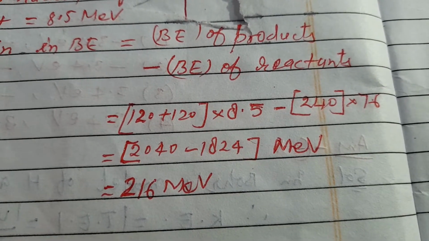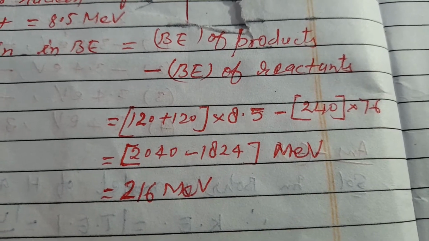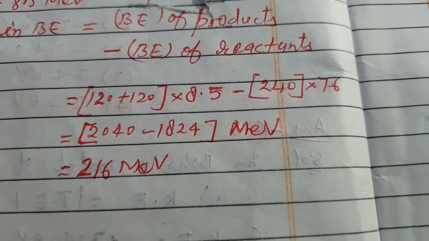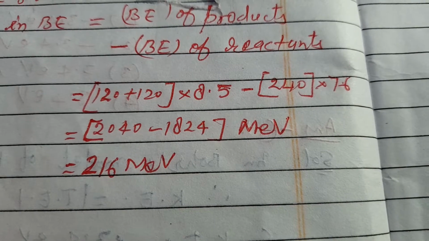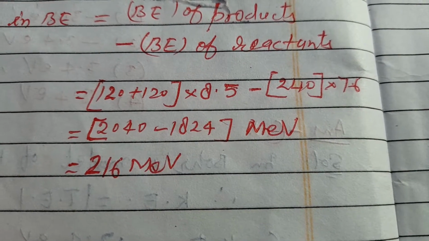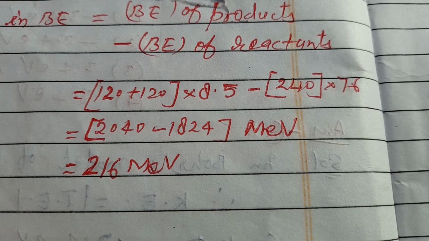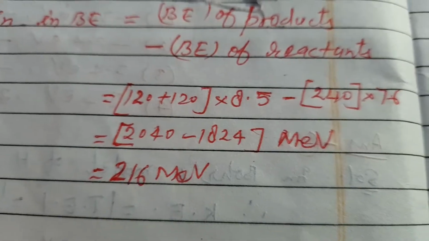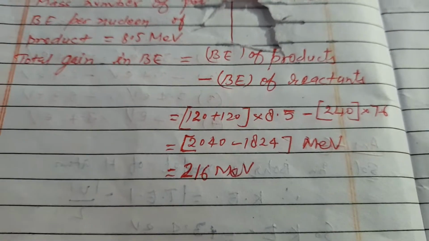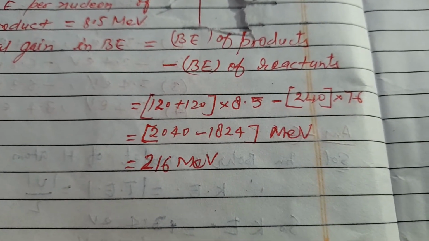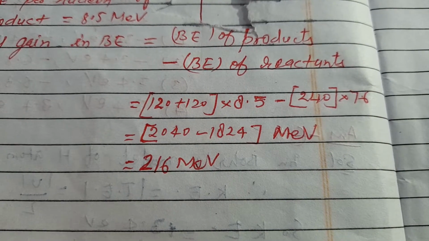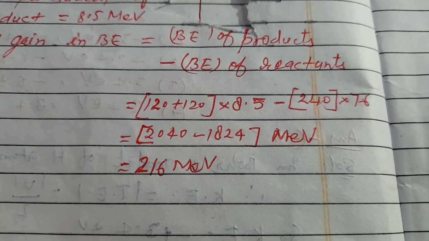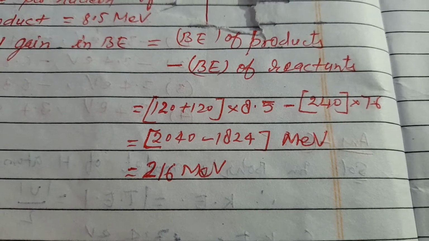That will be equal to (120 + 120) into 8.5 minus 240 into 7.6. That is very simple. 120 plus 120 is 240, into 8.5, that is 2040, and 240 minus 240 into 7.6, that is equal to 1824. Now the answer will be 216 MeV.